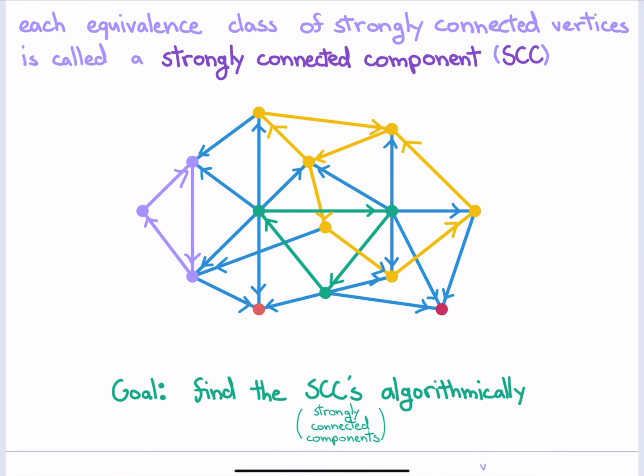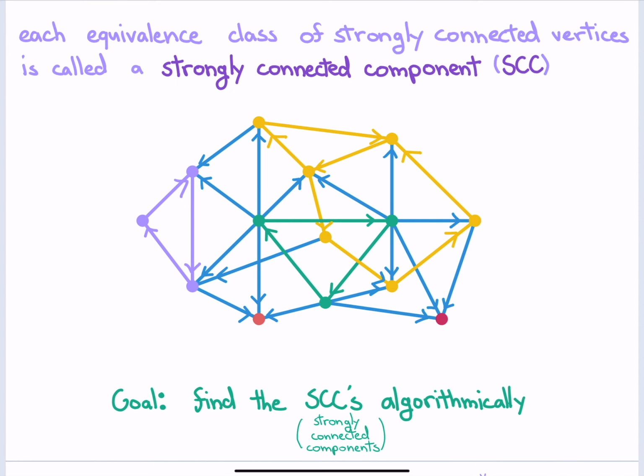So each of these quote unquote equivalence classes is called a strongly connected component. Okay, so it's a set of vertices, it's maximal, and it's strongly connected. Every pair of vertices within can reach each other. So here I've taken that graph we've been working with, and I've colored them according to the strongly connected vertices. Like that green triangle in the middle, all 3 vertices can reach each other by just going around that triangle, right? Same with yellow, which actually breaks down into like 2 cycles, it looks like, but they can all reach each other.